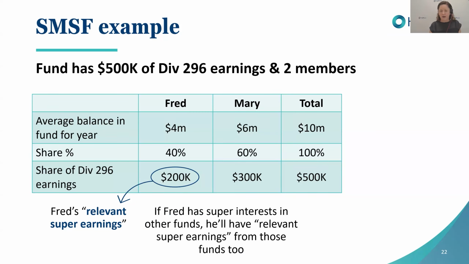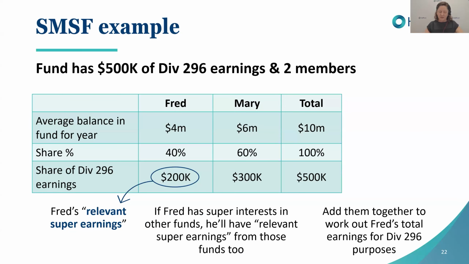Fred may have interests in other superannuation funds. If he does, then he'll have relevant superannuation earnings from those funds as well. And essentially the ATO is going to add them all together to work out Fred's total earnings for Div 296 purposes. So we only have to look at what the fund's position is. We give that information to the ATO, and the ATO is going to then work out Fred's Div 296 bill in total, calculate the bill, and send that off to Fred or Fred's tax agent.